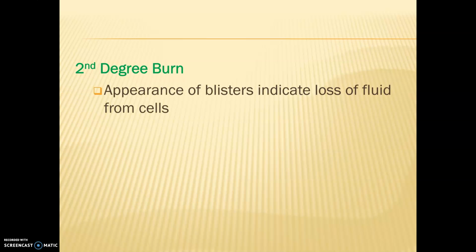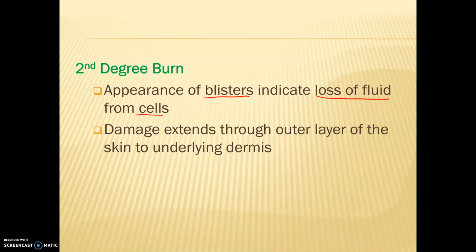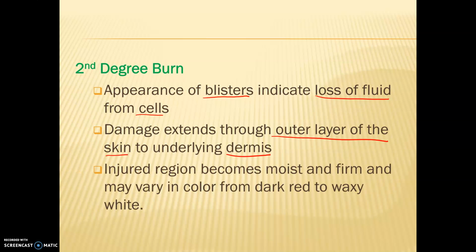Our next type of burn is a second-degree burn. So remember, we're getting progressively worse here. There's an appearance of blisters, which means there's a loss of fluid from our cells. There is damage that extends through the outer layer of the skin into our dermis. So it extends through the epidermis into the dermis. The injured region becomes moist and firm and might vary in color from dark red to a waxy white. So that would be our second-degree burns.